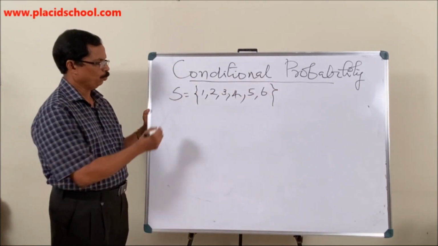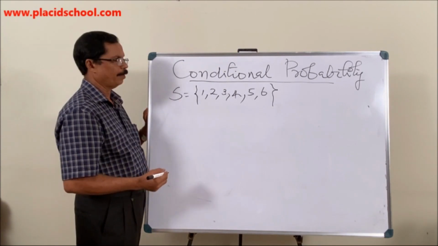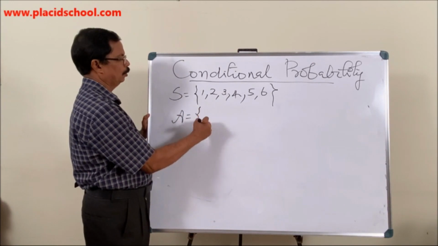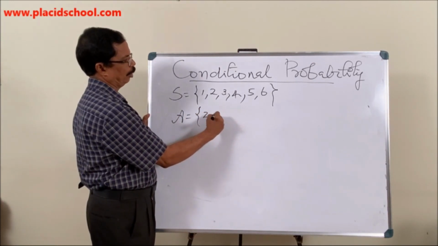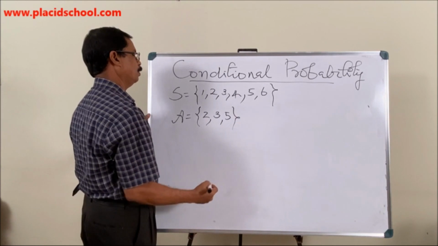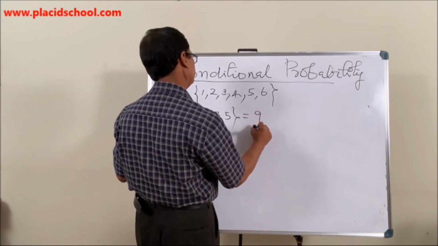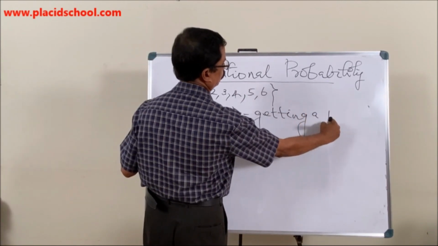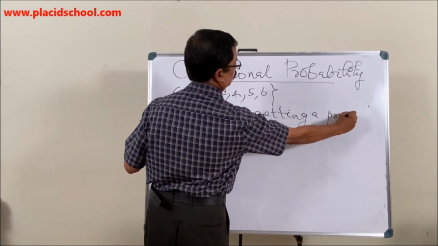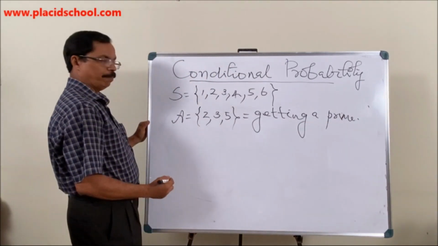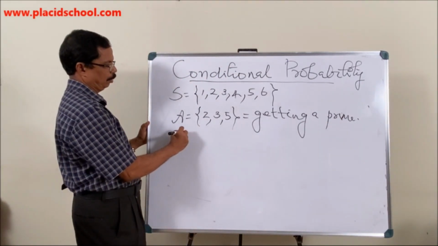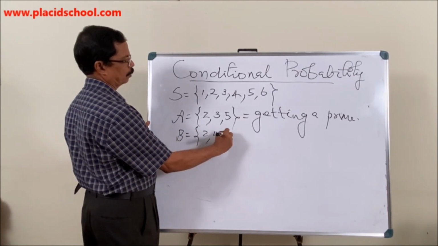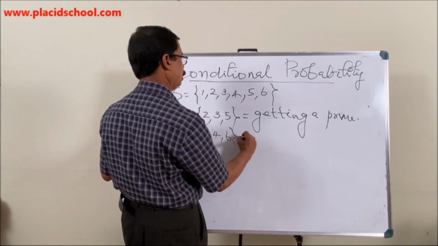Now let us define two events A and B on S such that A is equal to the set 2, 3, 5, that is getting a prime number, and another event B is equal to the set 2, 4, 6, that is getting an even number.